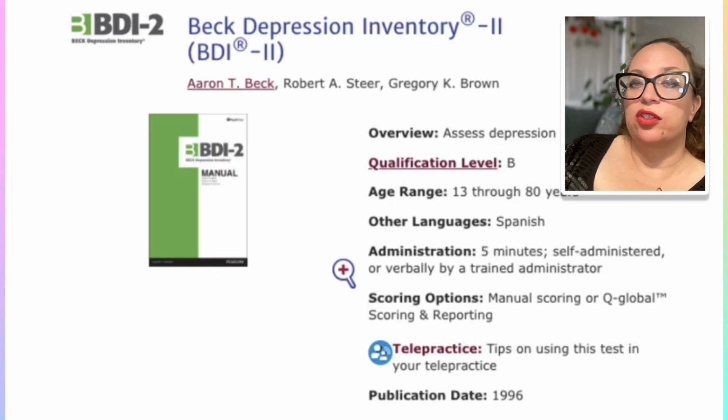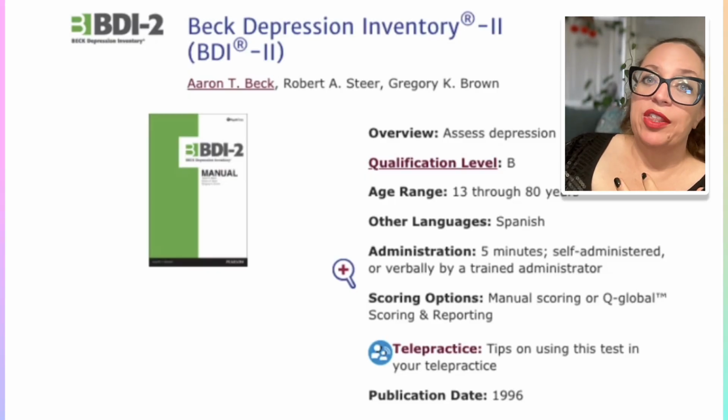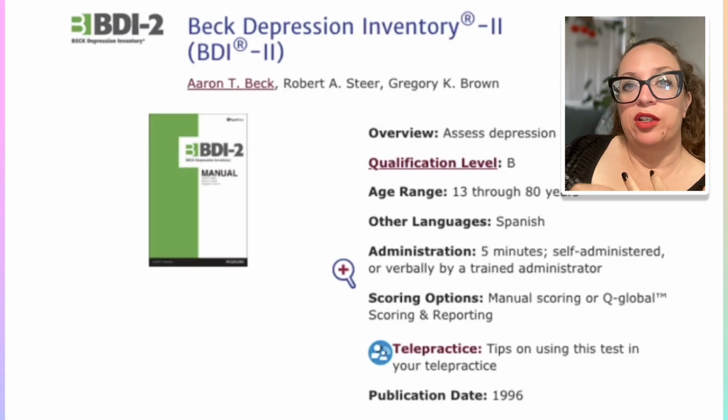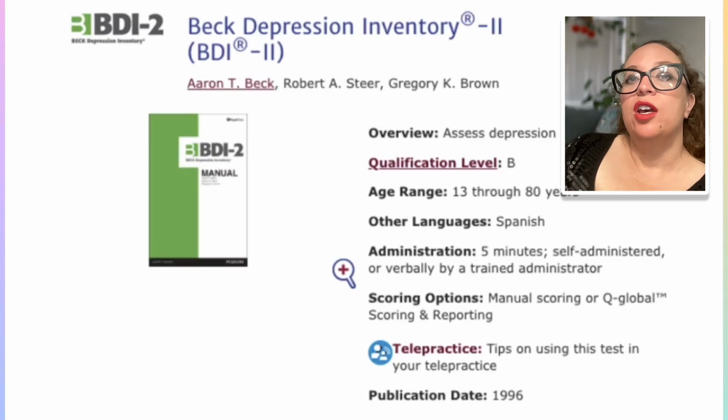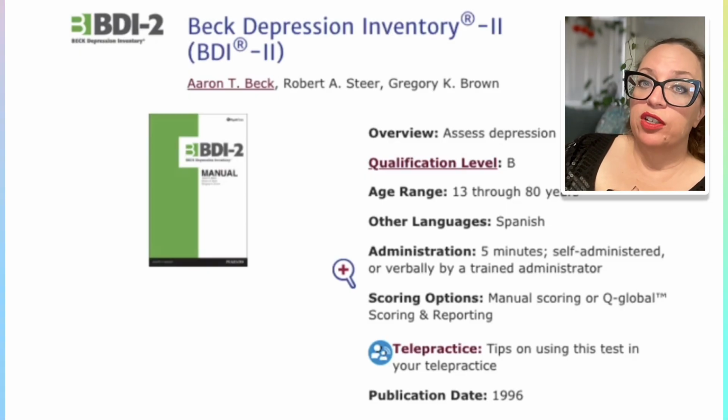Okay, but notice that this is also 5 minutes, self-administered. This isn't a very involved psychological test, but the outcomes do have a significant meaning. And you can download this for free online if you want to test if you have depression. But keep in mind, again, the outcomes are significant.